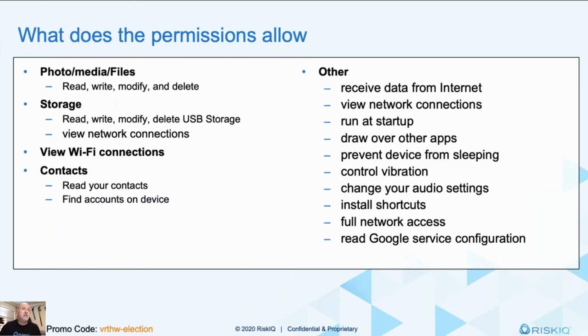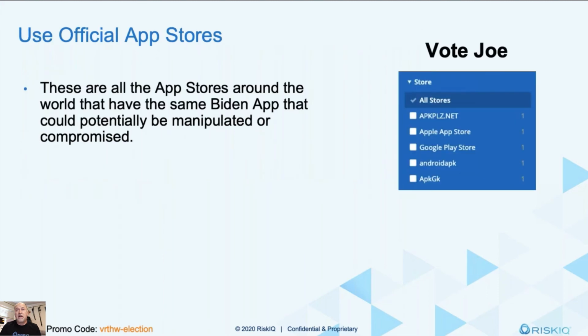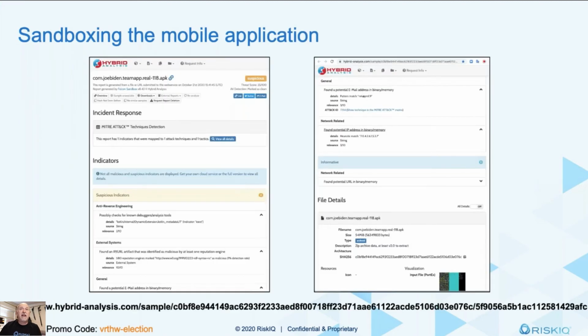Now let's go into Biden's. We looked at Biden's permissions: the photos, the storage, view the Wi-Fi connection, so they get location from Wi-Fi, the contact information, and all the things run at startup, all the things that Trump's was doing. But they have the Google services configuration, so they're tied in more with Google, to link you together with things that you connect with Google. So they know your contacts, what applications you use, identity on applications connected to Google services, and reading your storage. So it's very similar. But there's only a few stores that have the Joe Biden app associated with it. And this is what we have on the hybrid analysis.